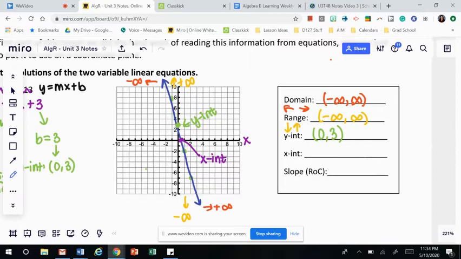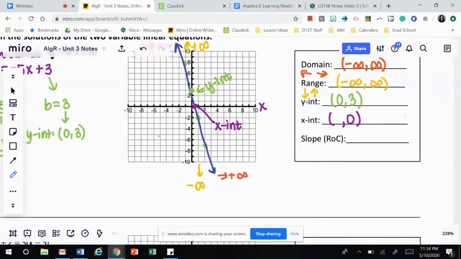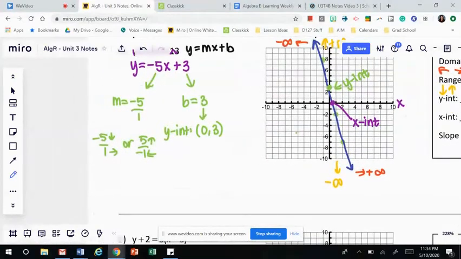Now, I know that that point is on the x-axis. So what I know about that point is that its y value is 0. I'm going to try and figure out what that x value is now that I know that the y value is 0. Here's how we can figure that out. To find the x-intercept, I'm going to take my equation, y equals negative 5x plus 3. And since I know that the y value is 0, I'm going to replace y with 0, and I'm going to solve for x.